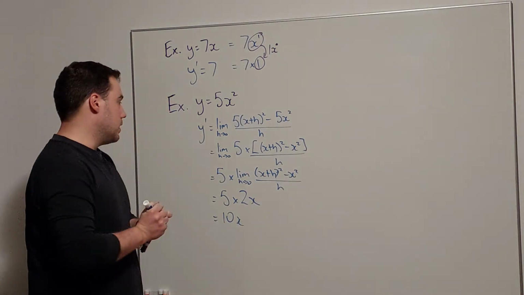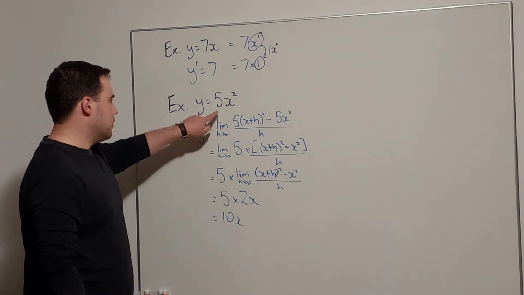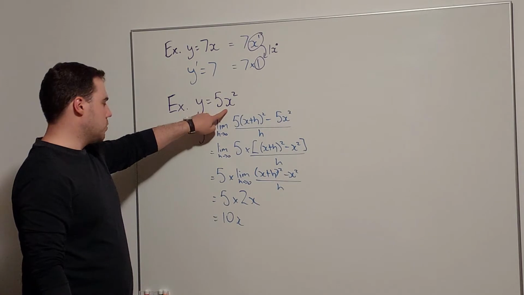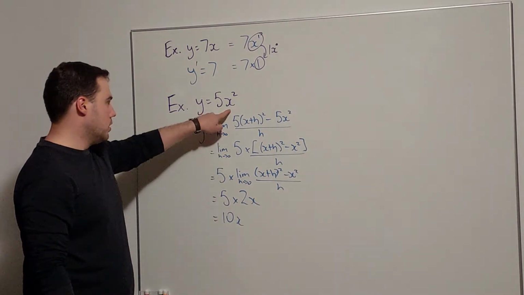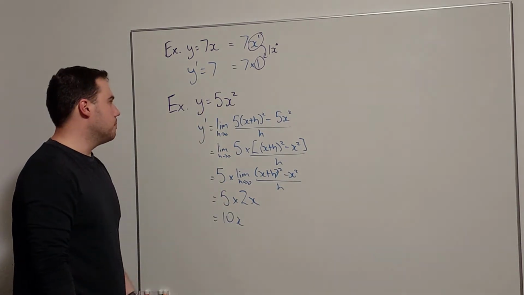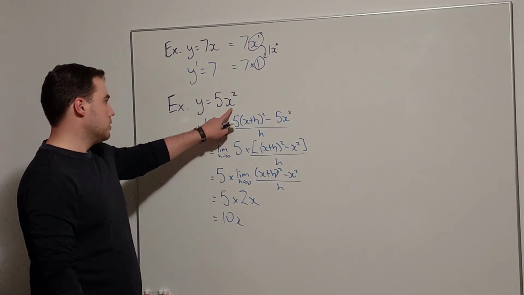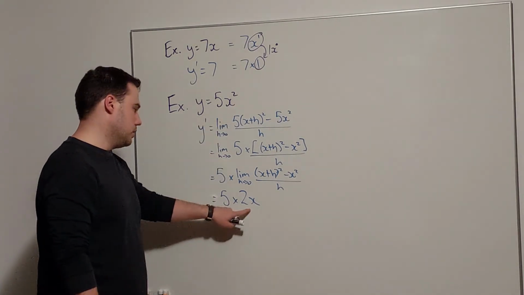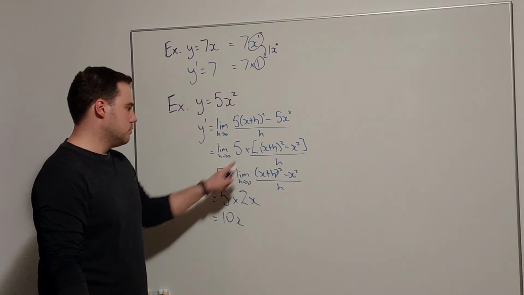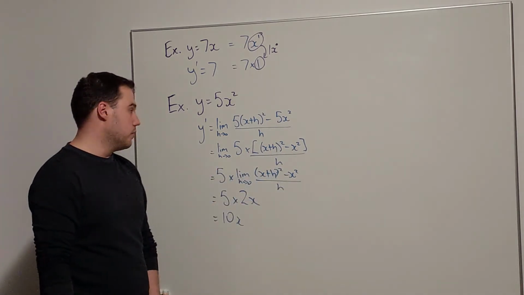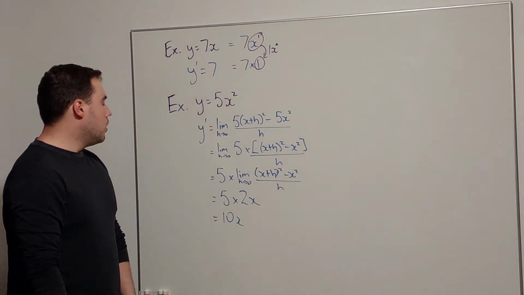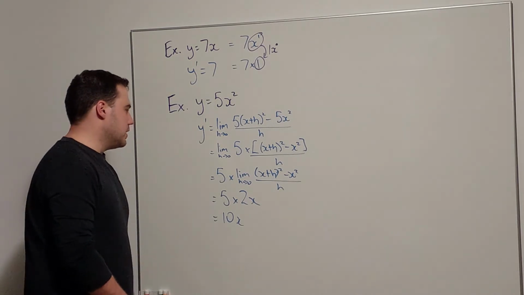Okay, so you can see for that specific function that the derivative of 5x squared was 5 times whatever the derivative of x squared was, which from the power rule we also know is 2x, as well as we've already evaluated that expression before. Okay, so I'm going to rub a few things out here.